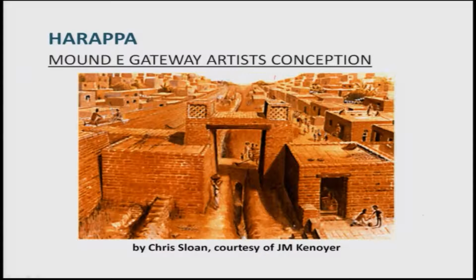If you look at this figure, made by Chris Lowen, and taken from James Kenoyer, who was a researcher on Harappan civilizations, this is related to an artistic conception of a gateway in Mohenjo-daro. You can see this is basically a gate kind of thing, and these are lattice work.